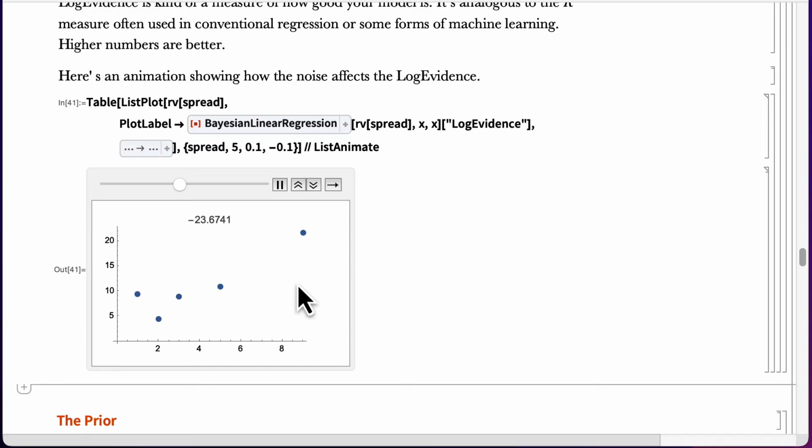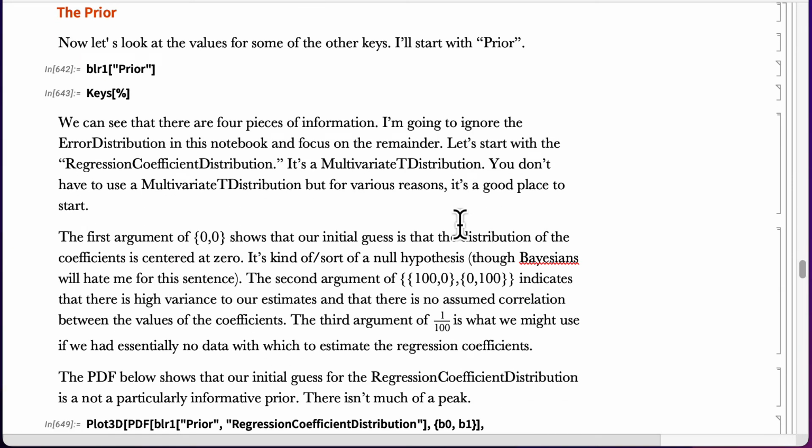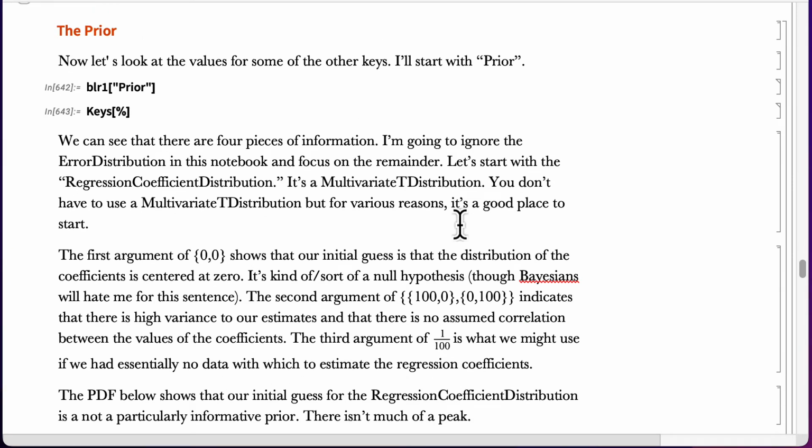So here it is. You can see the points converging towards the line as the spread decreases, and you can see the log evidence increasing up to whatever that was, negative 10 or something, starting at negative 26. So log evidence is basically a measure of how successful your model has been in fitting the data. Okay, let's go to the harder keys, which are the prior and the posterior. First of all, let's just get what the prior is.